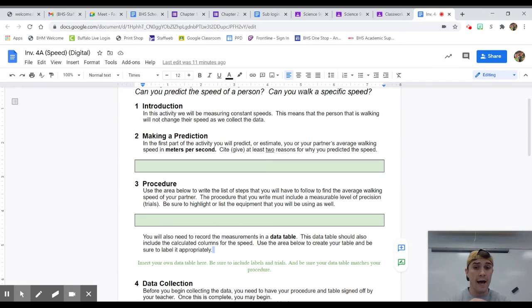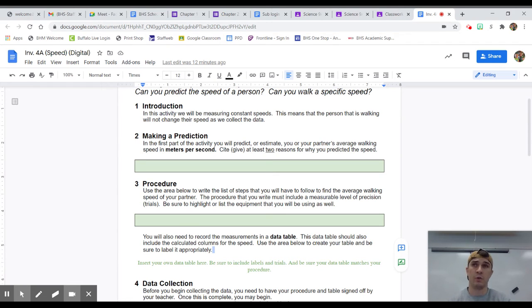When we're doing our lab, that means that one of those has to be fixed. You have to know one of those, and you are going to measure the second. I've seen some people measure out a certain distance and say, I'm going to walk 3 meters each time, and see how long it takes me.